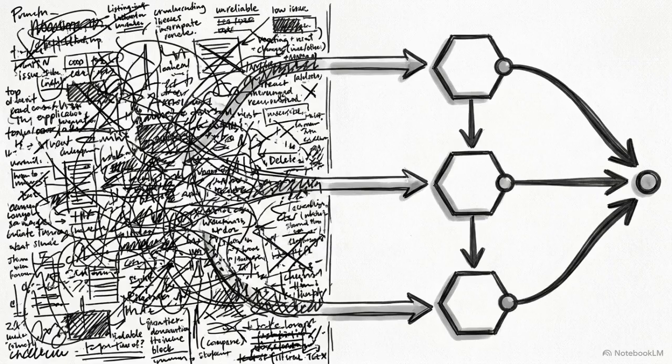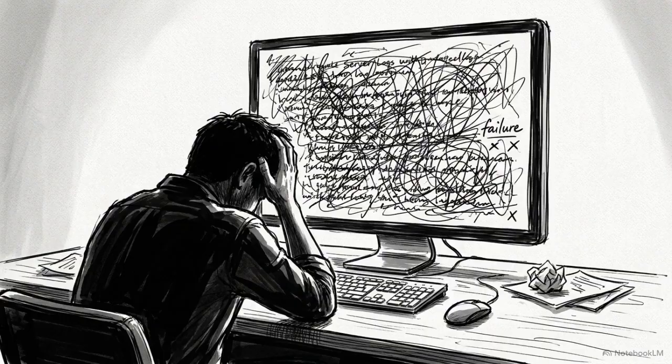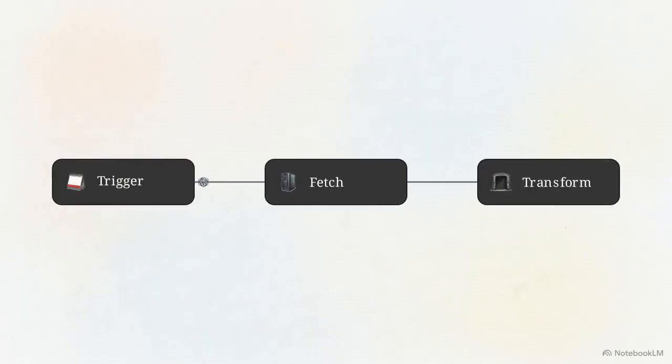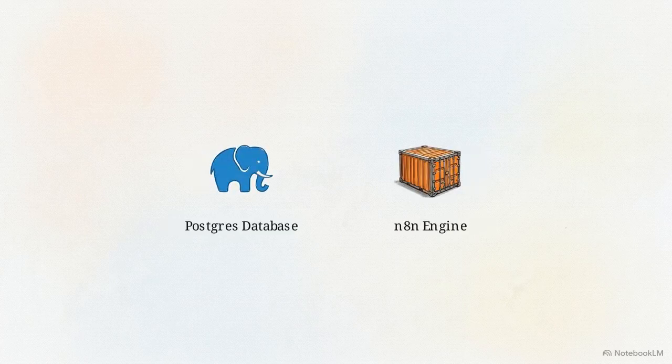Transitioning from hidden scripts to a node-based graph makes failures visible. If a step fails, you don't have to dig through server logs to find the error. The graph shows you exactly which node stopped the data flow. This conceptual architecture map shows how we handle data security.